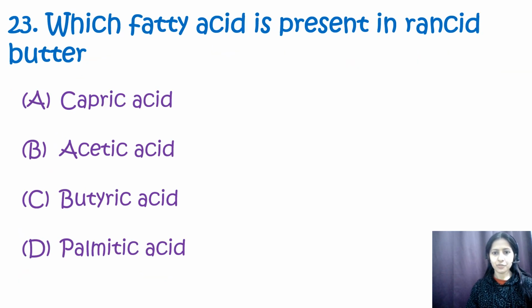Number 23. Which fatty acid is present in rancid butter? Option A capric acid, option B salicylic acid, option C butyric acid, and option D palmitic acid. So when butter goes rancid, butyric acid is released from the glycerides by hydrolysis. Actually this butyric acid is a short carbon chain acid that is responsible for the characteristic rancid flavor in the butter. So the correct option will be option number C, that is butyric acid.